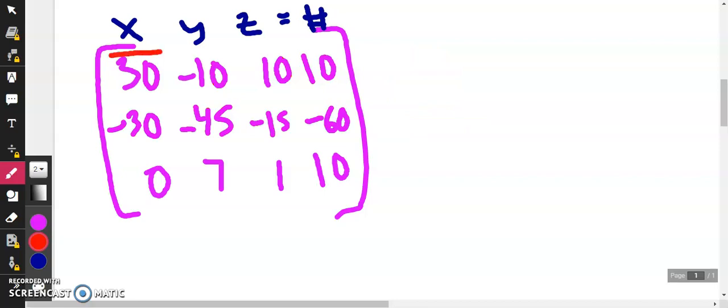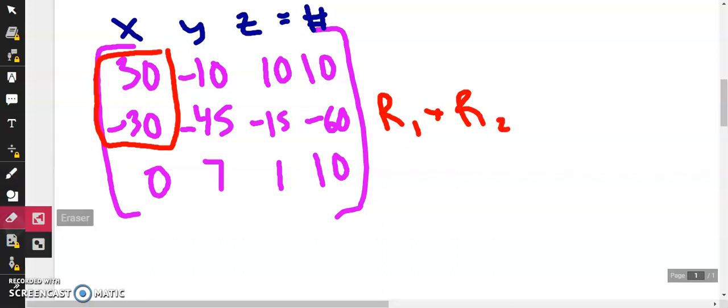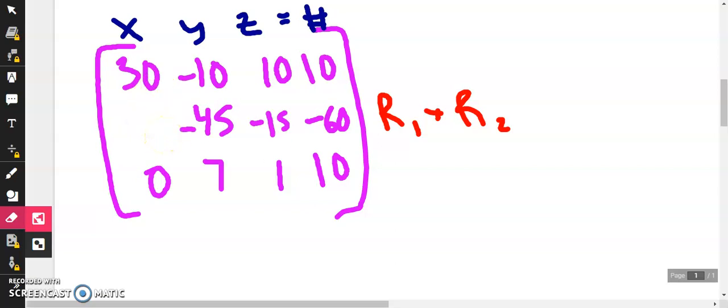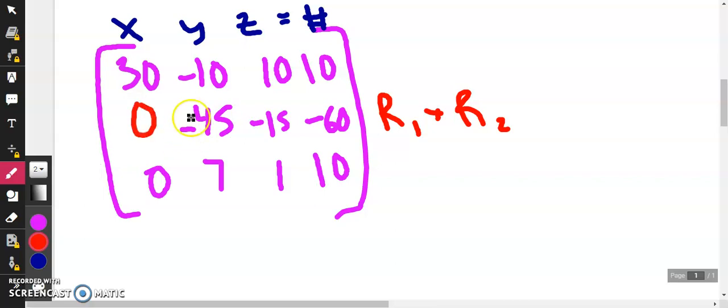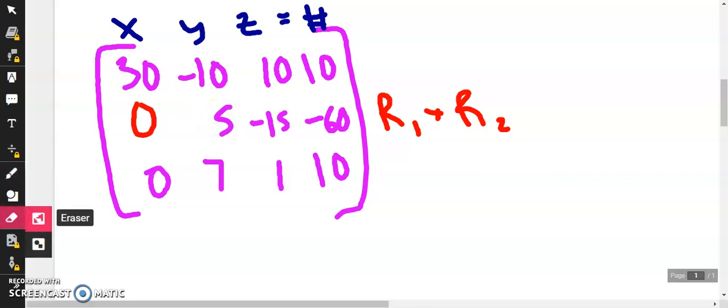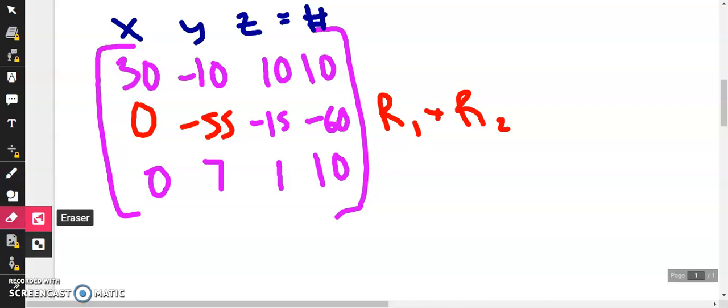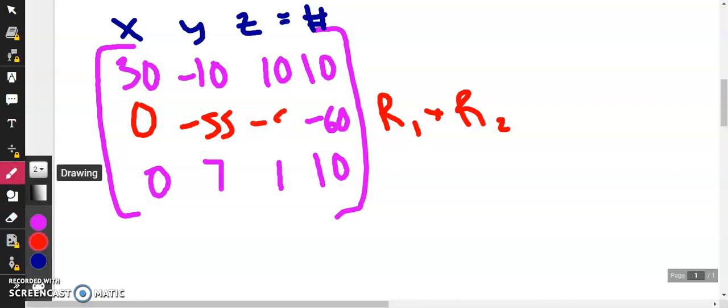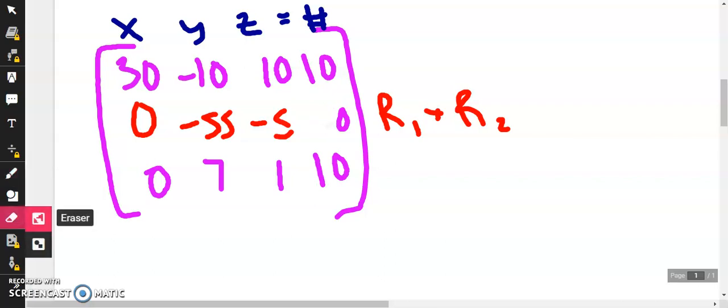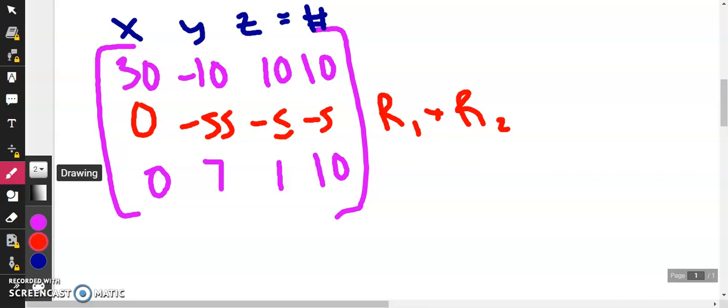So now I should be able to combine these two guys to get that second 30 to cancel out. So in the middle, I will do row 1 plus row 2. So 30 minus 30 gives me 0. Negative 45 minus 10 is negative 55. 10 minus 15 gives me negative 5. And then 10 minus 60 gives me negative 50.